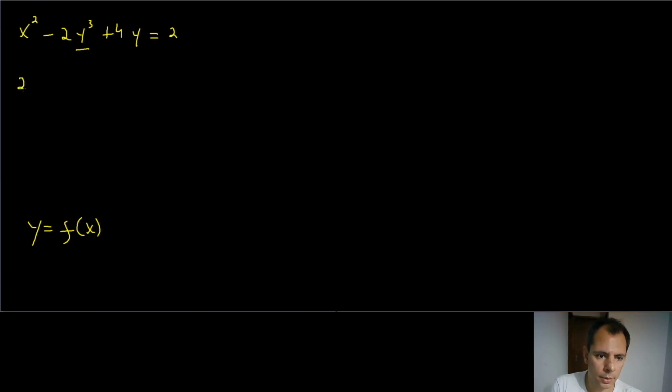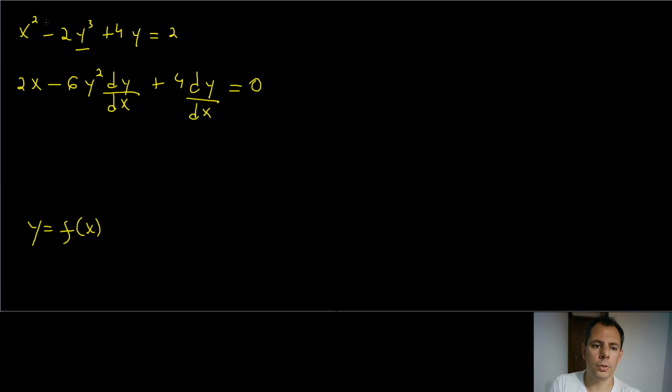This one is just 2x. This one over here is going to be minus 6y squared times dy/dx. Plus, this one is also a function of y, so you do plus 4 dy/dx equals 0. So you differentiate it, even though it's indirect through the chain rule, this whole side with respect to x, and this one with respect to x.